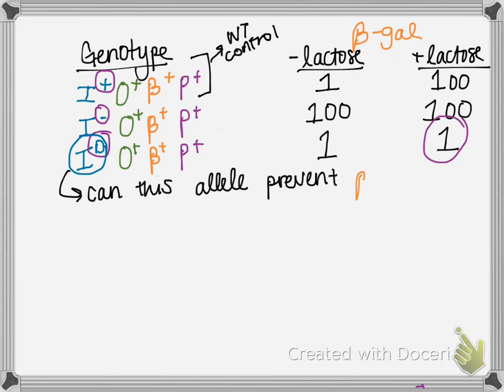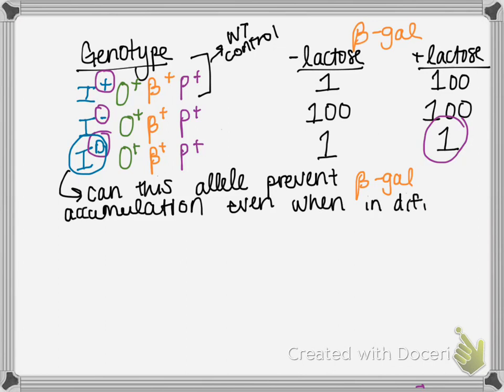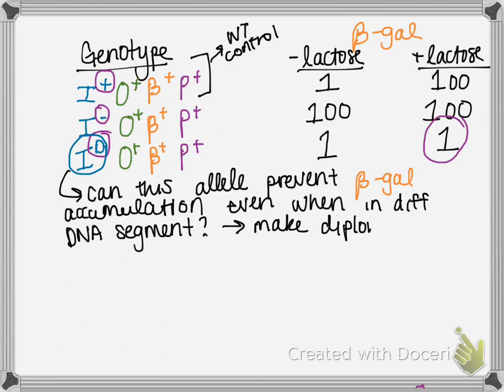And so their question was, can this allele, this Lac I D, prevent beta-gal accumulation even on a different DNA segment, when it's elsewhere? And so they were actually able to make a diploid, or put in another locus. They made basically a plasmid with the same genes and asked if that allele could now function on it.